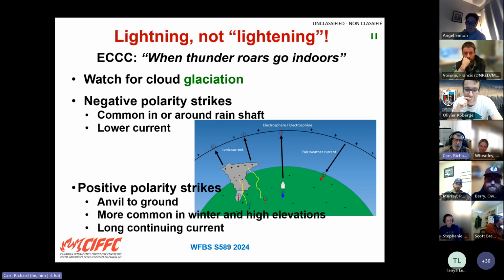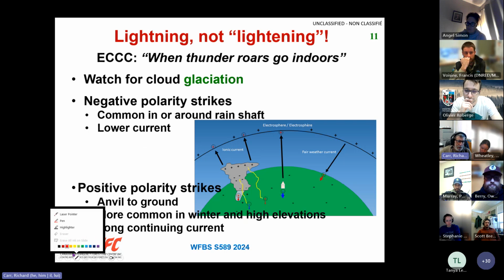Environment and Climate Change Canada's thunderstorm motto is: when thunder roars, go indoors. The reason for that is if you can hear thunder, you're probably within range of positive lightning strikes hitting outside the main storm area. And if you just look at the diagram here, I'm just going to fire up the highlighter again.